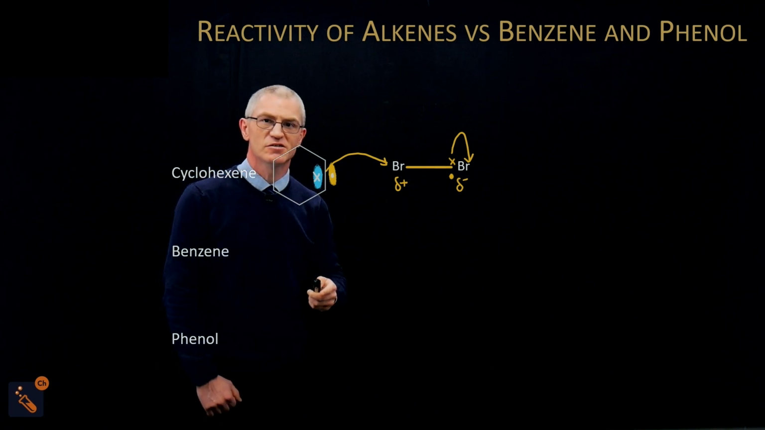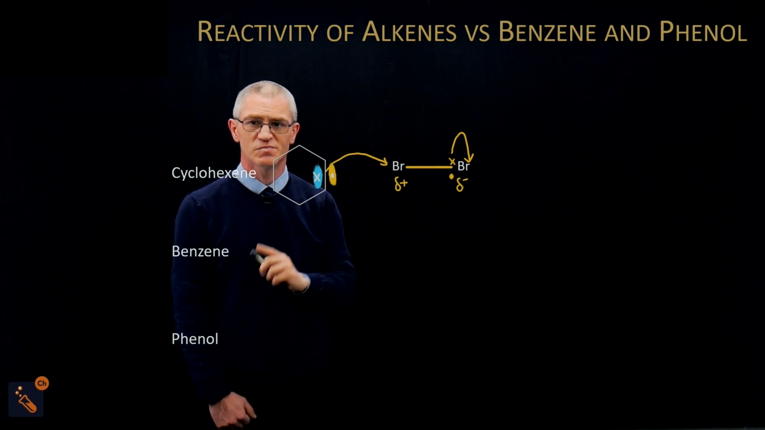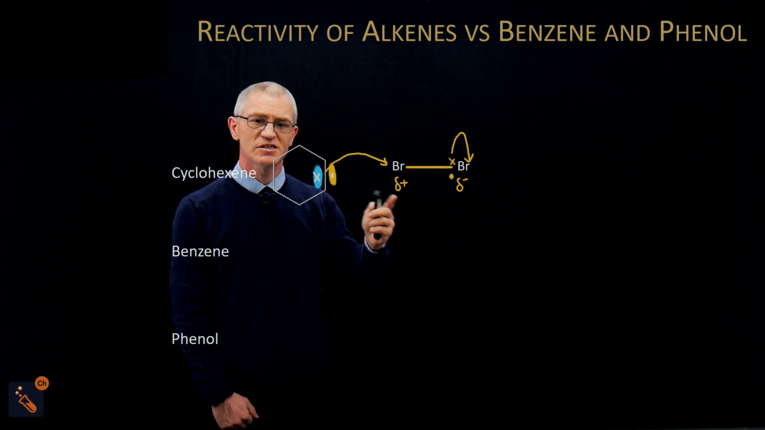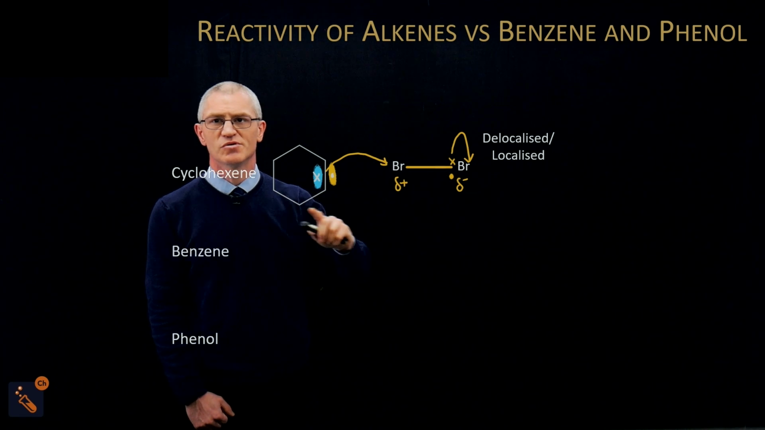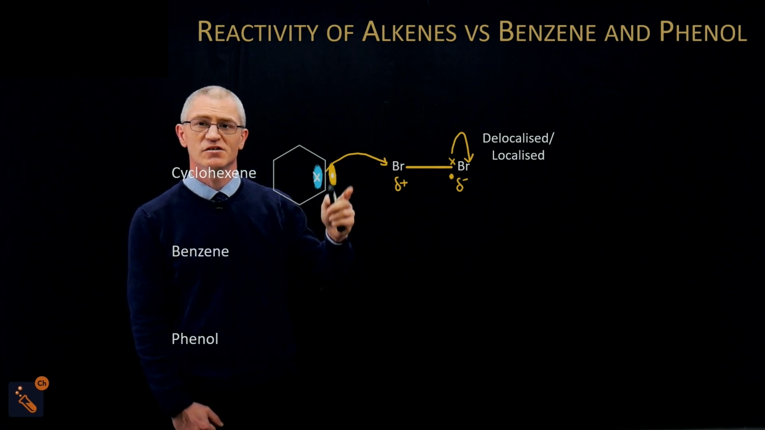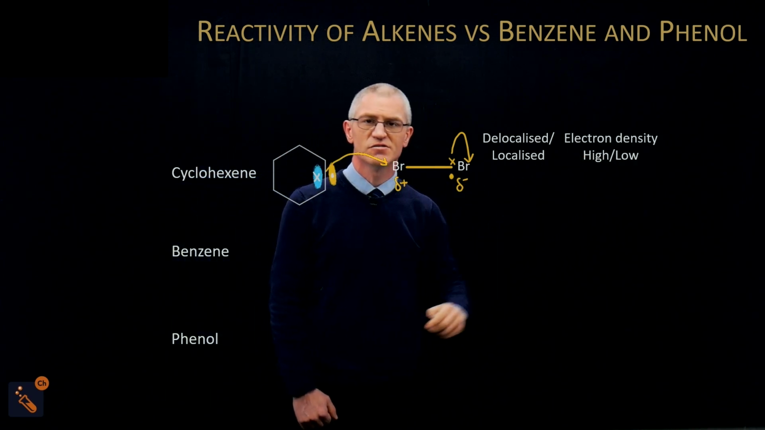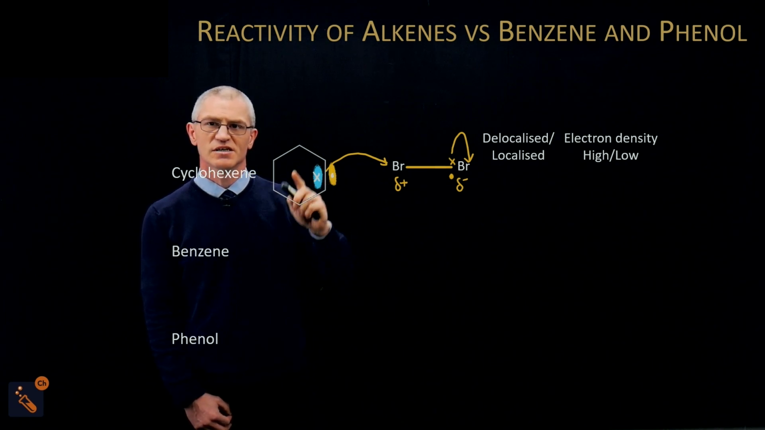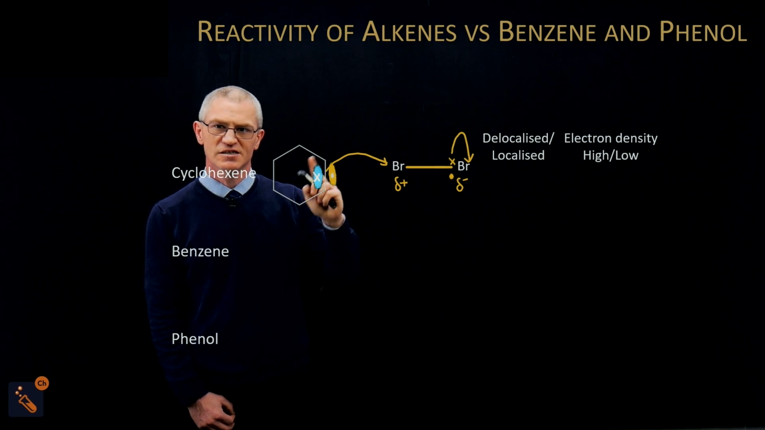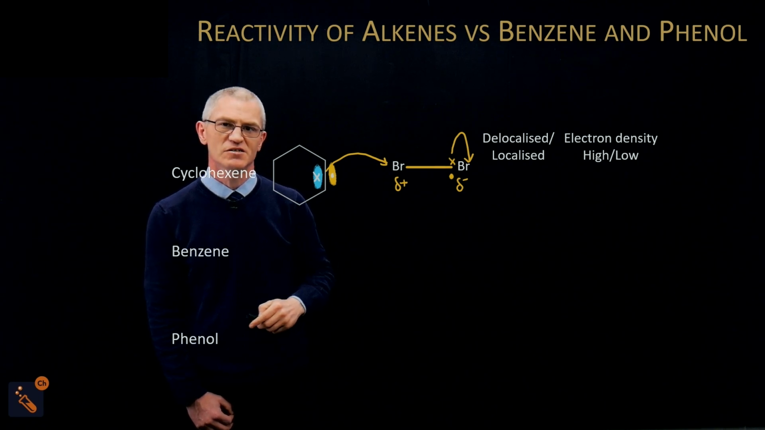Now how do you answer the question about the reactivity then? So whether this is more reactive with cyclohexene, the alkene, or is benzene more reactive, or is phenol? Well, the first thing you need to do is split it into three sections. Delocalized or localized. So look at your example and choose whether the electrons within the reaction are delocalized or localized. You then have to look at the electron density. Is it high or is it low? So this is the electron density of the electrons within the molecule that's reacting. So in this case, it would be this pair of electrons here. In phenol, it would be the electrons in phenol, and in benzene, it would be the electrons in benzene.